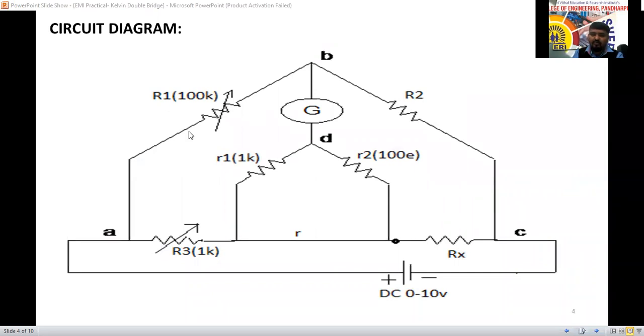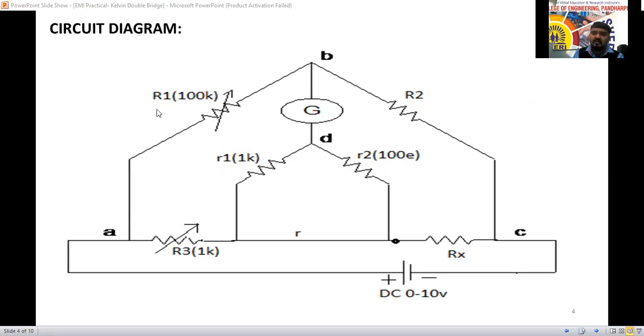It has 4 resistors mainly: R1, R2, R3, and R4. 4 resistances are there. And inside this one, this A, B, C, and D act as one bridge, and A to D and C to A, so this acts as another bridge.